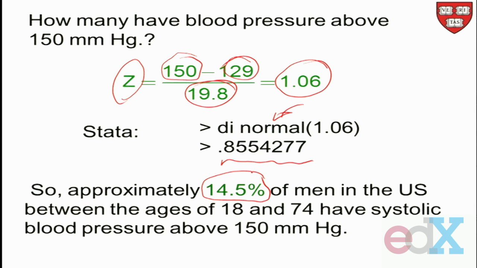So approximately 14.5% of men in the US between the ages of 18 and 74 have systolic blood pressure above 150 millimeters of mercury. One minor point is I did the arithmetic outside of Stata. I could have asked Stata to do that. I could have said display the normal for 150 minus 129 divided by 19.8, and Stata would have done all that for me in one step, but I thought you'd rather see it in 2 steps. But there we go. Those are the kinds of statements we can make with the normal distribution, with the normal model.